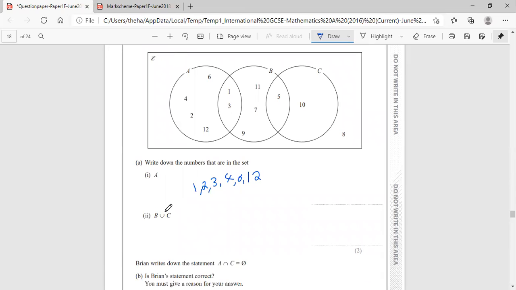And then for the second part, we've got B union C. So that U means union, which means anything that's in both. So we've got 1 in B, we've got 3 in B, we've got 5 next, then we've got 7, and then we've got 9, and then we've got 10 in C, but we're looking for both, so that goes in the set, and then we've got 11. So that's our answer. It's important to write your answers on the lines.